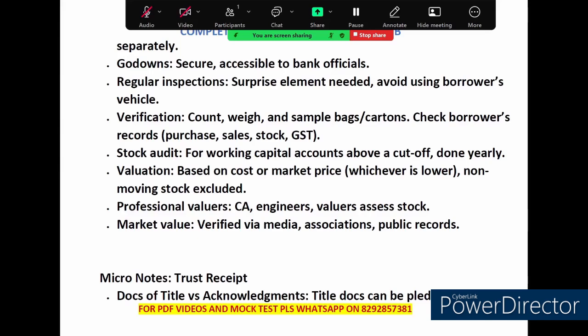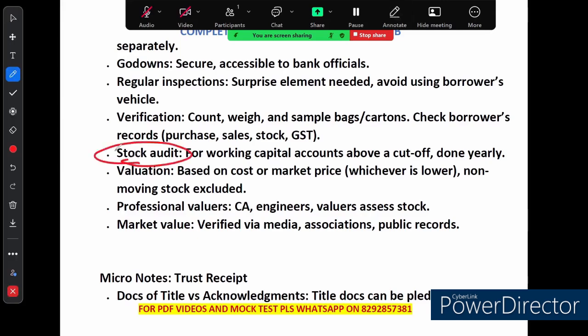Next thing is stock audit. Verification means the bank will count, weigh and check the stock and compare it with the borrower's record, including purchase and sales data. For larger loans, the bank performs a yearly stock audit to ensure everything is accounted for.